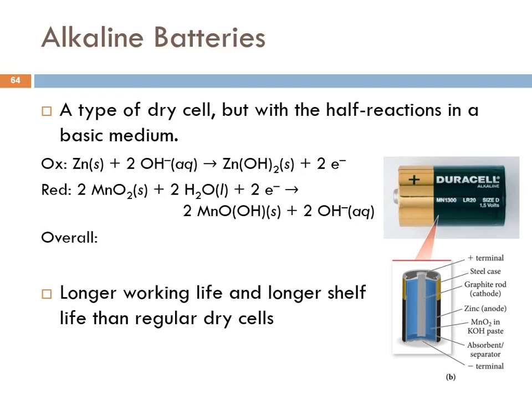So why would we do this? Well, they have a longer working life and a longer shelf life than a regular dry cell. So they work better. Ammonium chloride is not that stable or something? I'm not sure the exact reason why they're better, but they are. Well, you know, people are trying to improve batteries because you can make money selling better batteries, right? Better batteries. Like, you know, that would be even better than a better mousetrap.